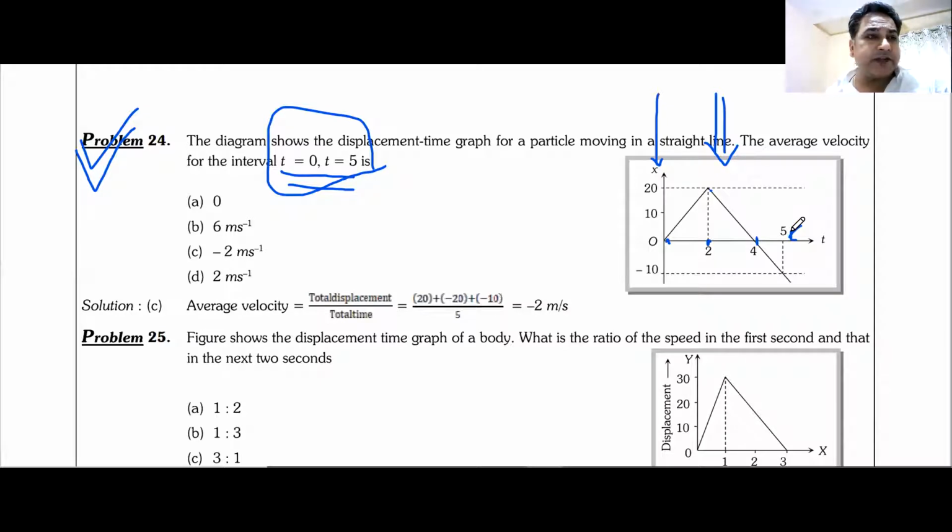0 to 2, it has moved in the positive x-axis from 0 to 20. Then from 2 to 4 seconds, it has moved from 20 to 0. And from 4 to 5, it has moved from 0 to -10.